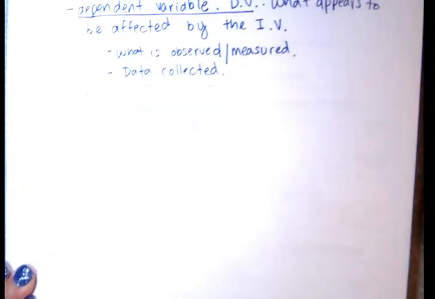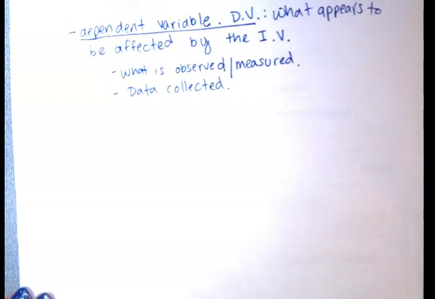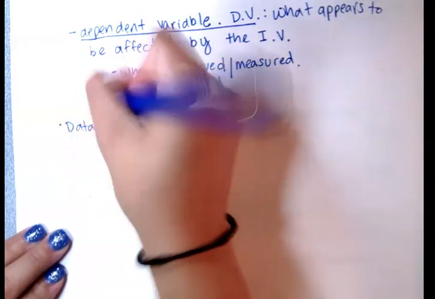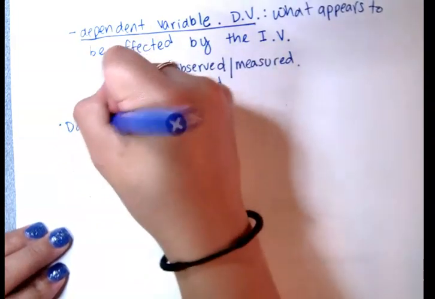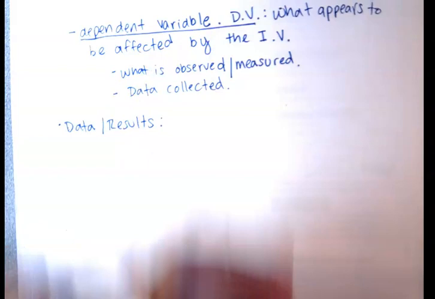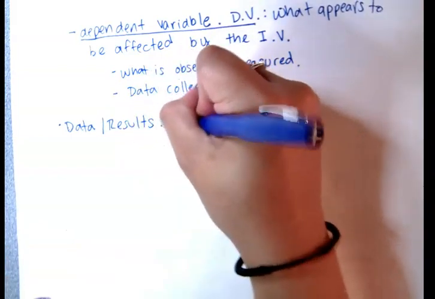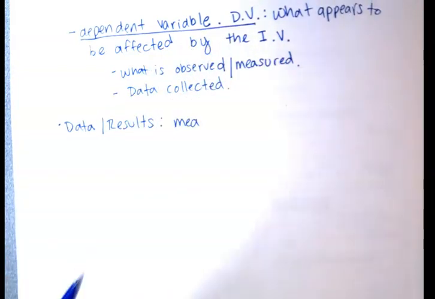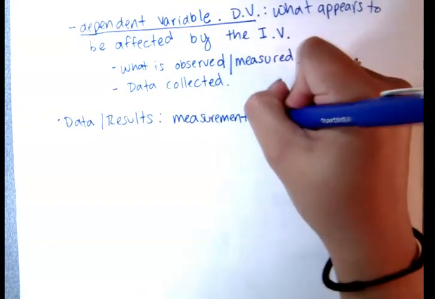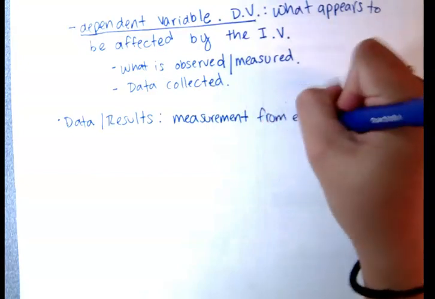Alright, so now we're going to go and kind of define what data is. Okay, so your data, you may know this as kind of like the results section of your experiment. This is the measurements that you get. These measurements are from the experiment.